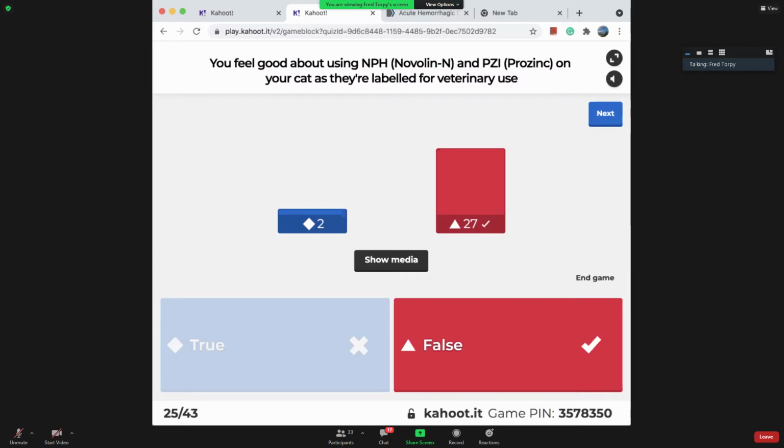And Vetsulin is the other one. Vetsulin was for a while the only insulin that was FDA approved for animals. And it's specifically for animals. It's a pig insulin.